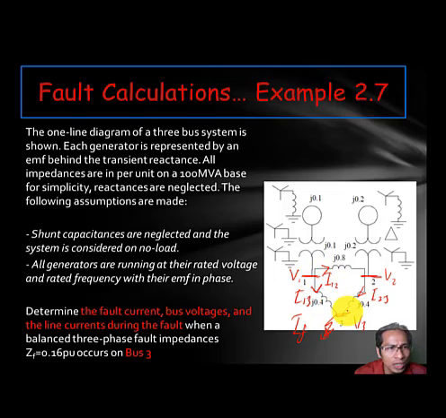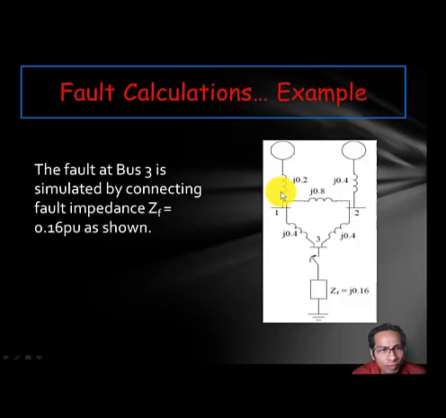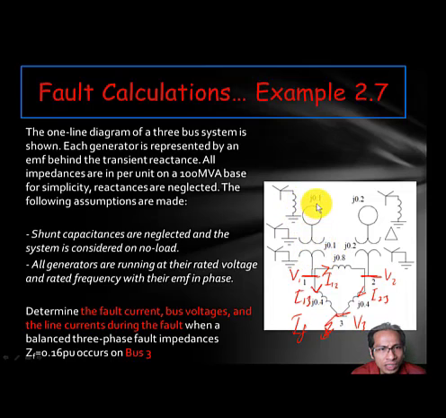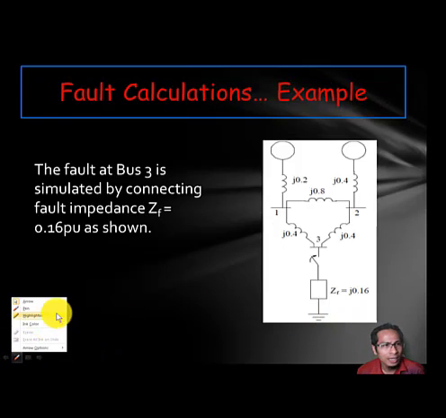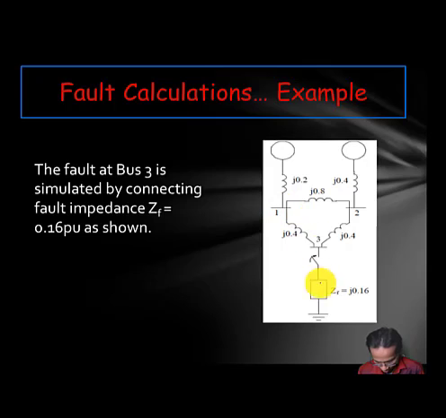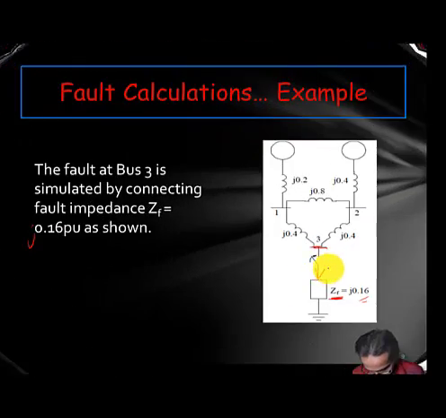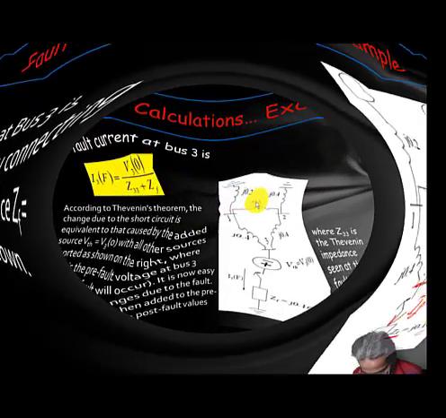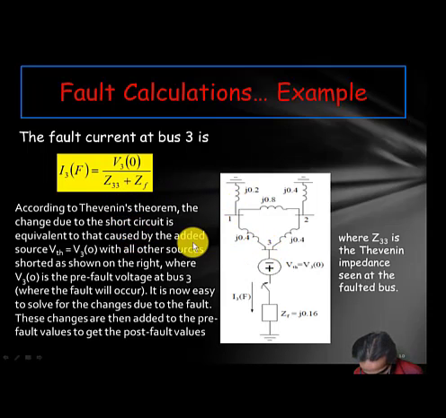So how to solve this problem? This is our circuit. We have the generator, we have two transformers, we have the network like this, a 3-bus test system, and the fault occurs at this bus bar. The fault at bus 3 is simulated by connecting the fault impedance ZF equal to j0.16 per unit. So how do we find the fault current, the current flowing in this line, I fault? To start our analysis, we have to consider this network.